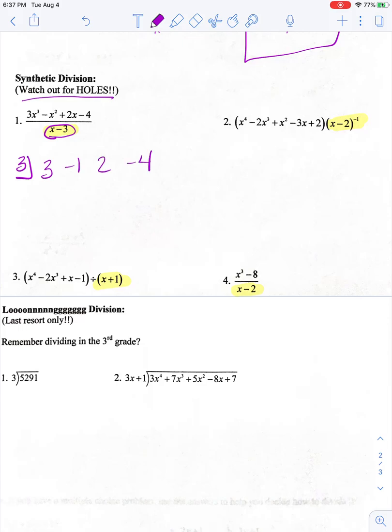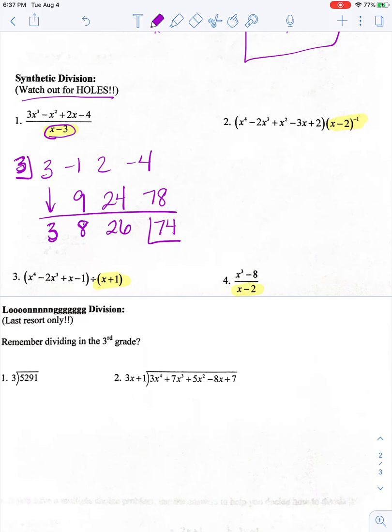That's a 3, a -1, a 2, and a -4. Then you drop your first number, and then you multiply. So 3 times 3 is 9, and then I add down. Always add down, so -1 plus 9 is 8, and then I do 3 times 8 is 24, and add down. That's 26. And 3 times this 3 on the shelf times 26 is 78, I think. And then add down that 74, and then you always shelf him off.